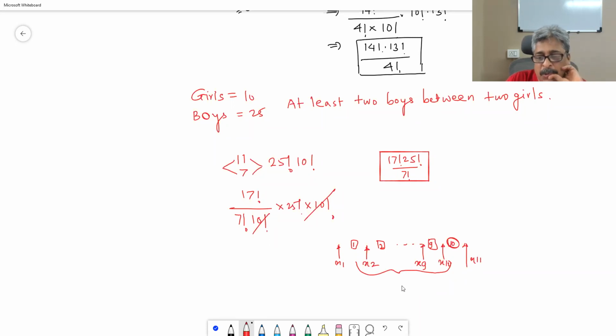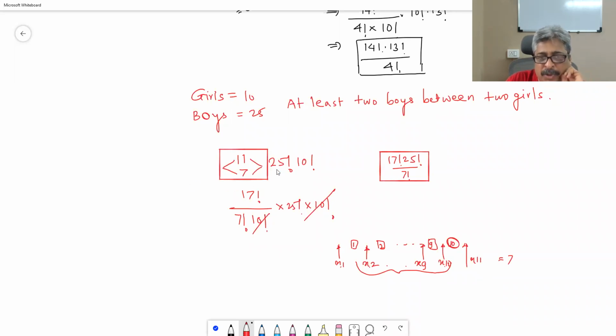So 9 into 2. 18 boys are anyway sitting in the gaps. Out of 25 boys, 18 boys are occupying their seats. That is what is done. So remaining how many? 7 boys are to be used for counting or making different permutations. Therefore, x1 plus x2 plus x3 plus ... plus x10 plus x11 is equal to 7. That is 11 elbow 7.